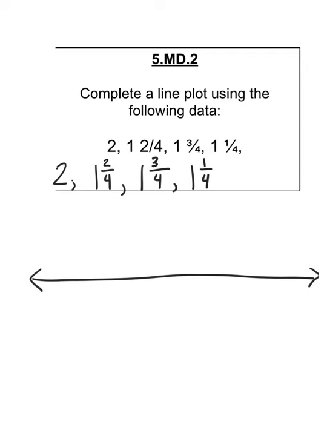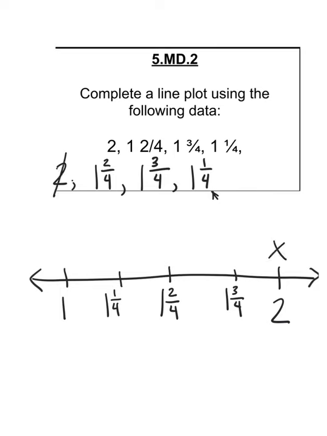Now I have to find my lowest value and my highest value. And my lowest value, I can tell, is 1 1/4. And my highest value is 2. So I'm going to do between 1 and 2, and then cut the space in between 1 and 2 into fourths. So I have 1 and 1/4, 1 and 2/4, 1 and 3/4. And then I just have to put an X on top of each value.